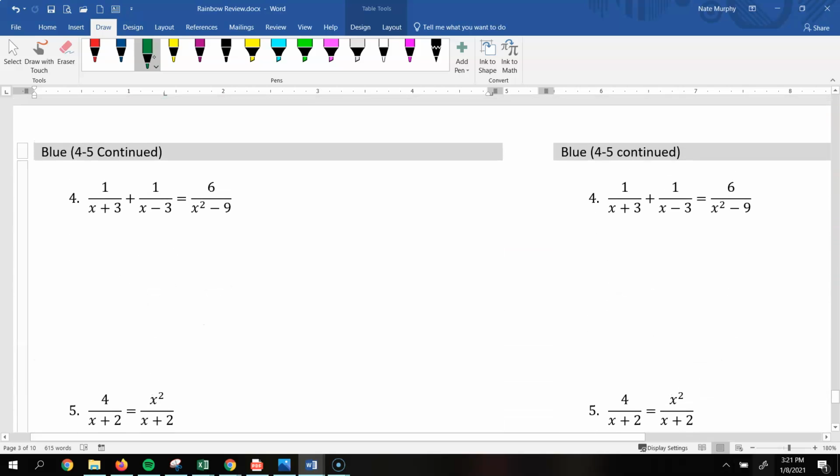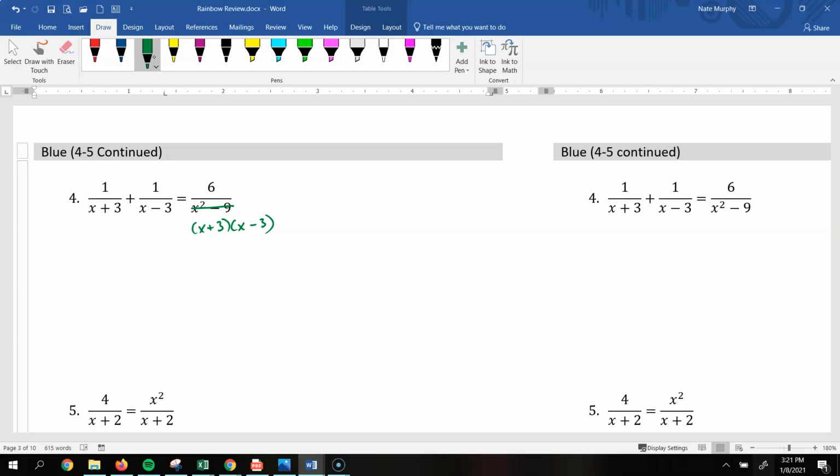All right, now we're getting into a little bit trickier problems. Let's look at number 4. So in number 4, the first step again is to always look to see if you can factor anything further. So x squared minus 9, that's a difference of squares. That factors down to be x plus 3 times x minus 3.